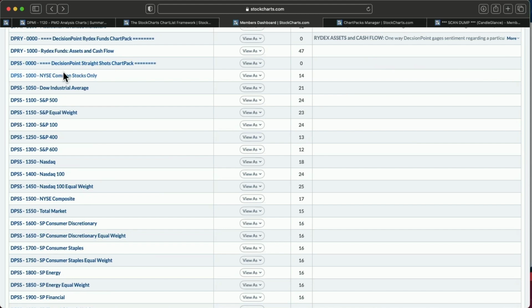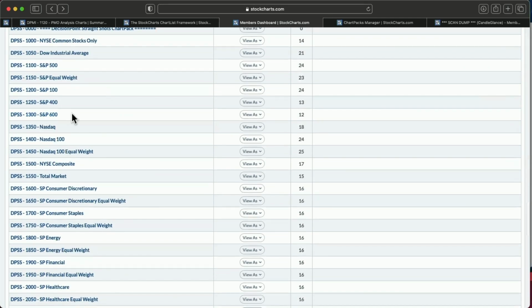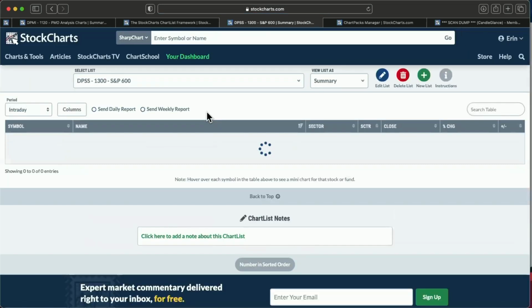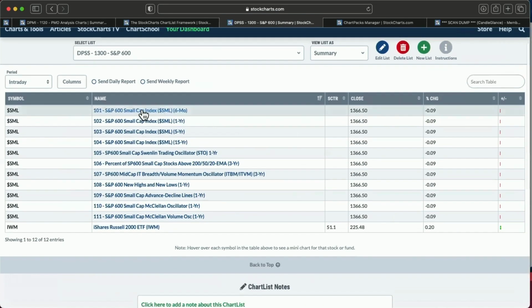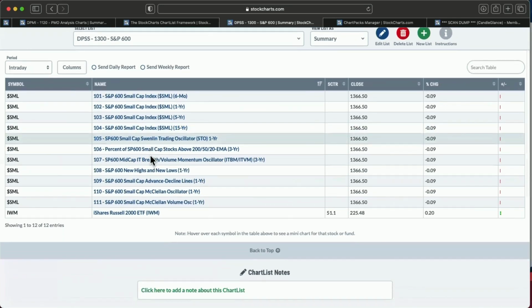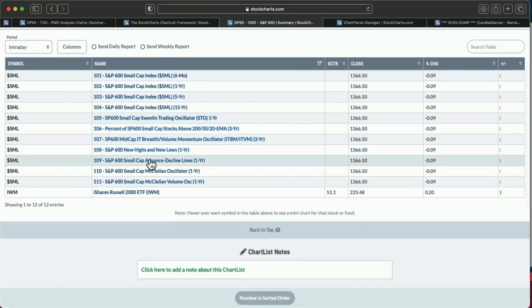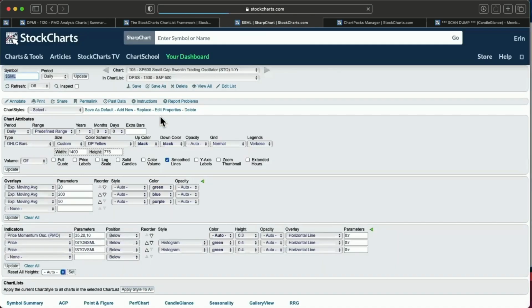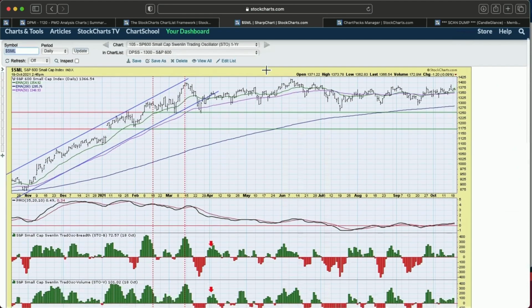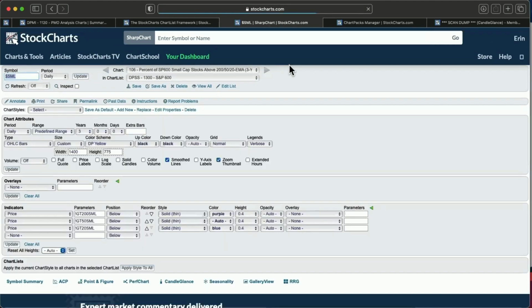Straight shots chart pack. So again, now we can go in and say, you know what, I want to know more about a particular sector or an index. So just for purposes here, let's look at the S&P 600 chart pack, the straight shots chart pack. So we start with the index, and then we want to look at all of the different indicators that we have available at DecisionPoint for the S&P 600. And again, it's just wonderful because once you're in there, you can just click through and look at these indicators in that chart list.